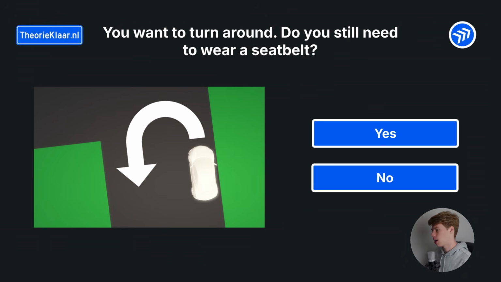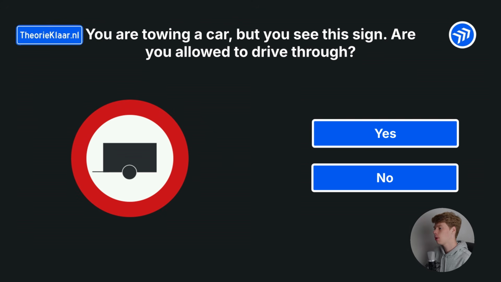You want to turn around. Do you still need to wear a seat belt? Yes or no? The right answer is yes. So if you are turning around, you still need to wear a seatbelt.